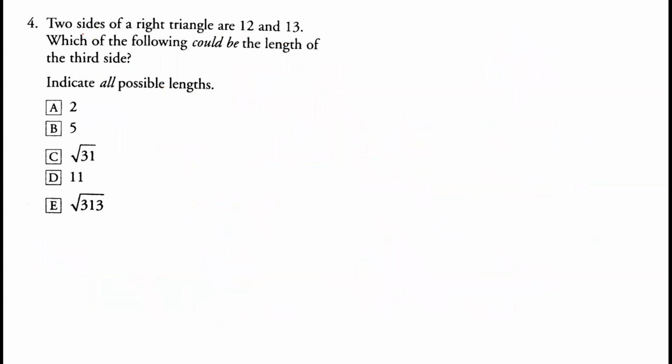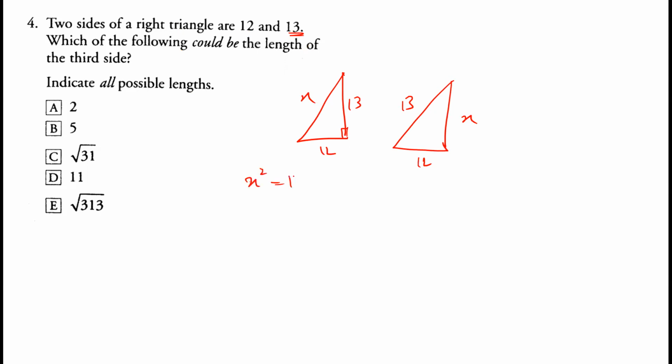Okay, so question number 4. Two sides of a right triangle are 12 and 13. Now it's a right angle triangle, so one scenario can be that this is one side and this is the other side. The other scenario can be that 13 would be your hypotenuse, the longest side. This would be 12 and this would be x. Now x squared can be equal to 12 squared plus 13 squared. 12 squared is 144 plus 169 equals 313, so x equals under root 313.